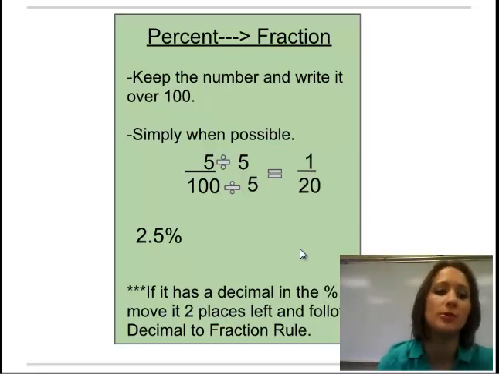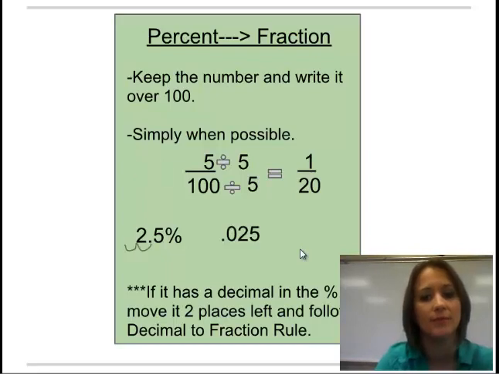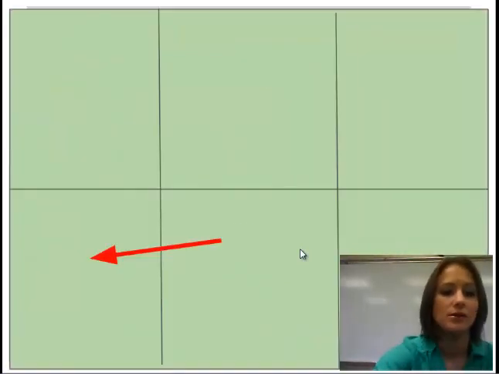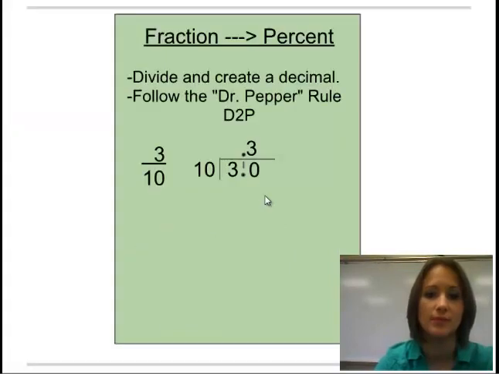If it has a decimal in the percent, then you'll change the percent to a decimal and then a fraction, like 2 and 5/10%. You would move the decimal 2 places left and then follow the decimal to fraction rule, which we're going to go over all of that in just a minute. So make sure you're in the next box for this set of notes. Pause whenever you need to copy the notes.